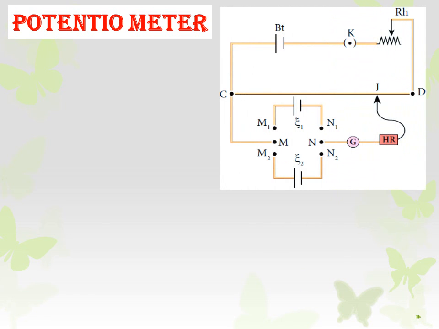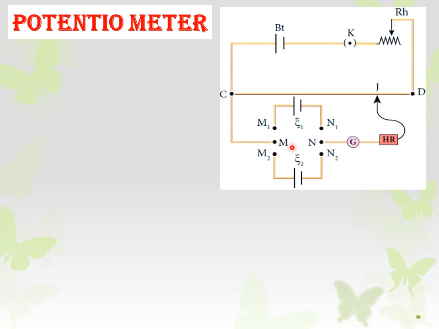See, there are two ends, one is C and another one is D. In between that we have 6 switches, one is M1, another one is M and another one is M2. On the right side we have N1, N and N2. All the 6 switches are connected in a switch which is called a DP-DT switch.